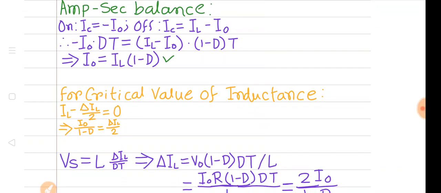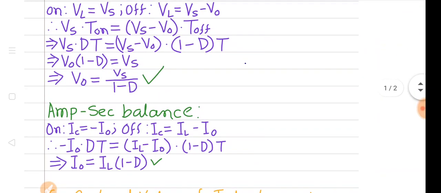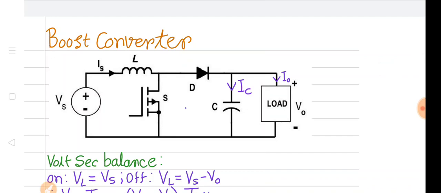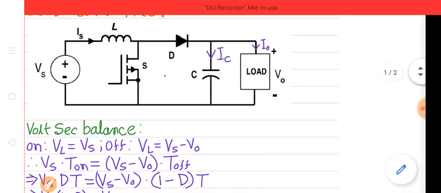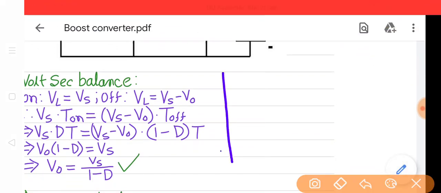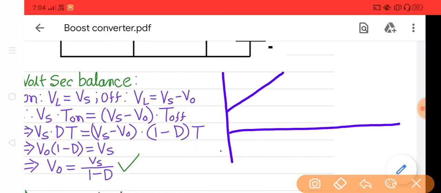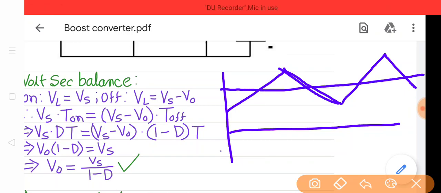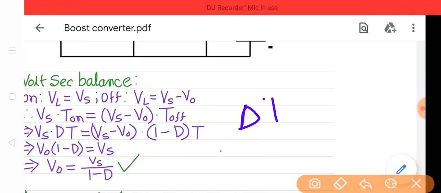Now we have to find out the critical value of inductance. Critical value of inductance means what? You know that inductor opposes the sudden change of current, so the inductor will charge when the switch is on, then the inductor will discharge when the switch is off. So charging and discharging means inductor current will look like this. For the simplification we are considering the straight line. Suppose this is the average value of inductor current. This is the minimum value of inductor current, this is the maximum value of inductor current.